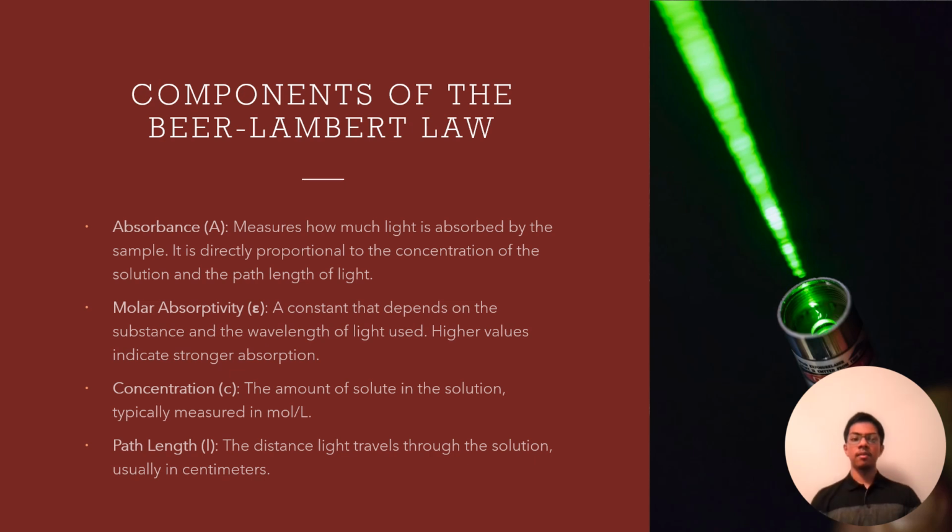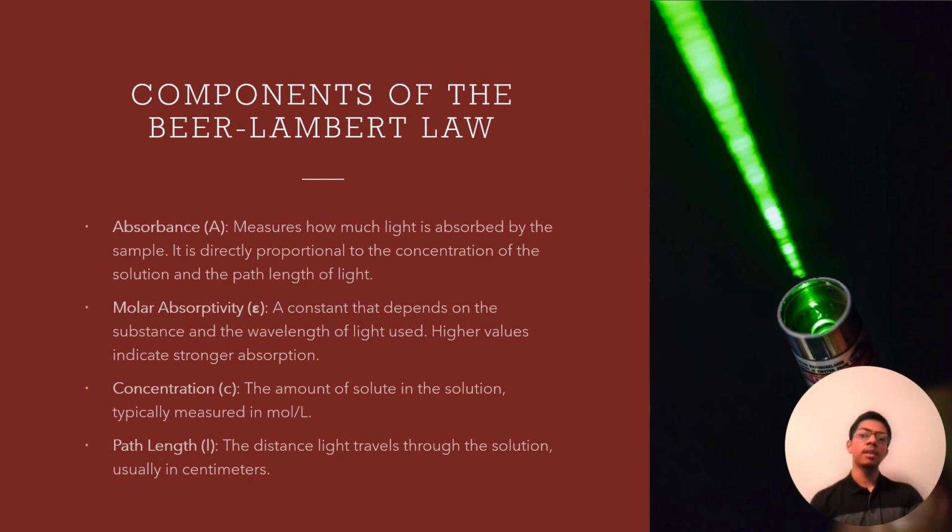So here are the components of the law, going into a little bit more detail on what each variable means. Absorbance measures how much light is absorbed by the sample, and it is directly proportional to the concentration of the solution and the path length of the light, which means that as the other two variables increase, so does this. Now, molar absorptivity, which is epsilon, is a constant that depends on the substance and the wavelength of light being used. Higher values mean that more light is being absorbed, which means it has a stronger absorption.